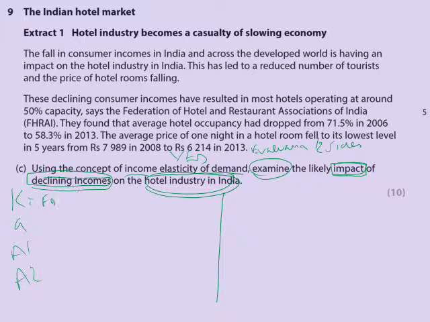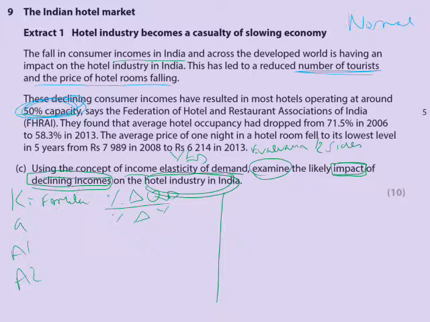The formula for YED, same as the last question. Percentage change in quantity demanded over percentage change in income. The application, we've got the change here. It says that the falling consumer incomes are having an impact on the industry. This has reduced the number of tourists, so we can tell that it's going to be a fall in demand. So we have a normal good here, which leads to the price of them falling. Declining consumer incomes have resulted in most hotels operating at about 50% capacity. That's one good bit of A.